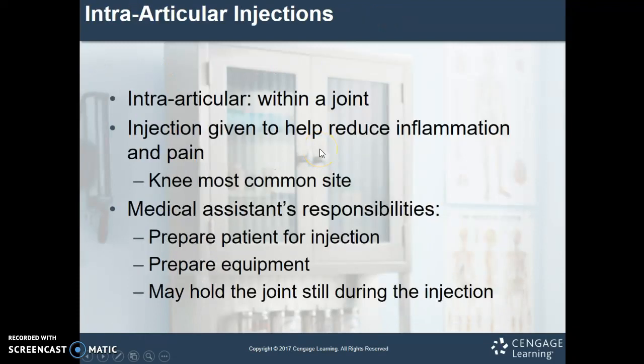So the last of our injections, the term intra-articular means within a joint. Some injections are given within a joint to help reduce inflammation and pain. Usually we're talking about patients with osteoarthritis of the knee or any sort of shoulder problems as well. Okay, so the medical assistant's responsibilities in this situation would be to prepare the patient for injection, prepare equipment, and they may hold the joint still during the injection.